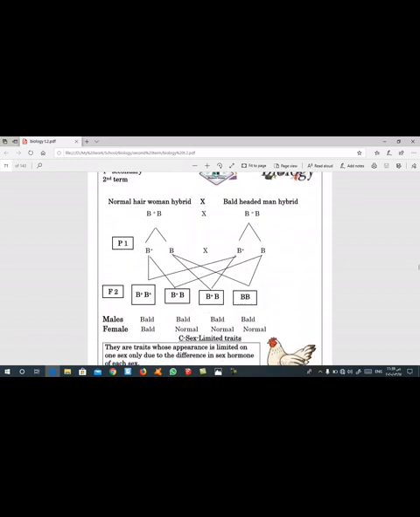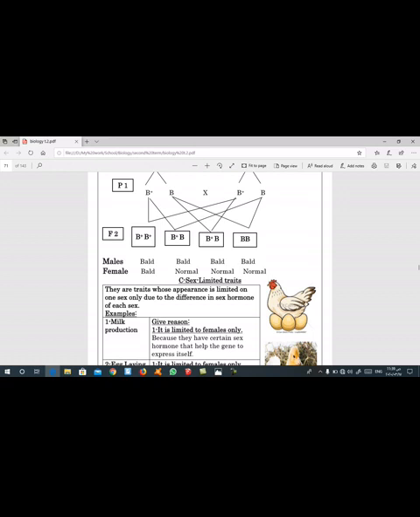If we take this one, this means a hybrid normal woman, and this is a hybrid bald-headed man. Here we will segregate the gametes as we know: B+, B+, B+B, B+B, BB, and we will explain more. This is bald, and this is normal, this is normal, and this is normal too. So here all of them are normal.